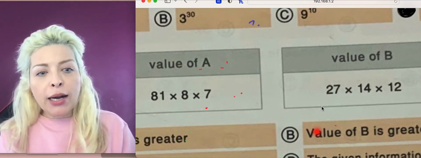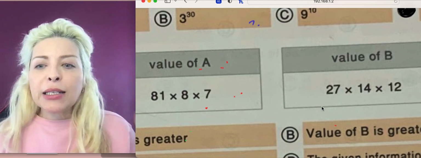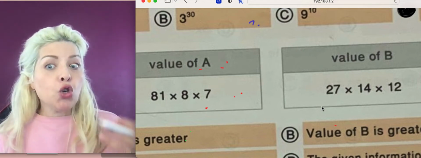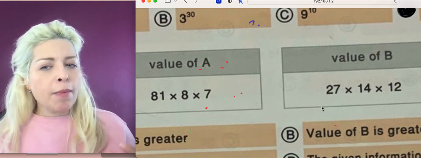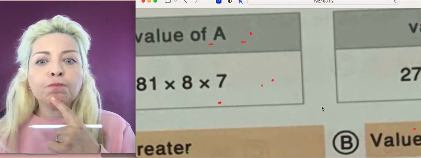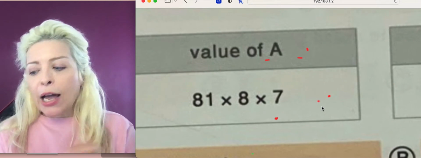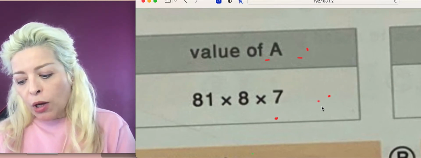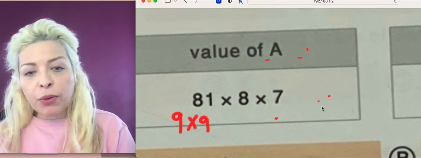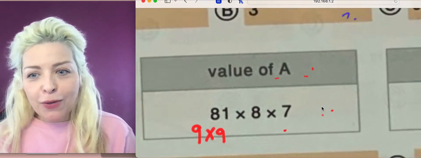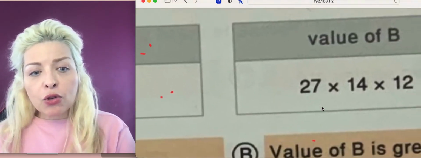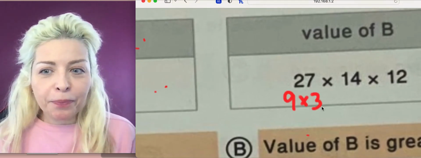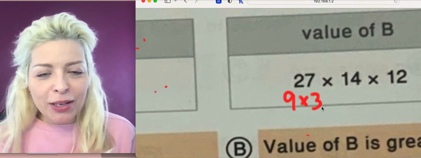Look at 81 and look at 27. Does this remind you of a times table that you know very well? Let's see. How do you usually get 81? That's right. You multiply 9 multiplied by 9. That will give you 81. And how do you usually get 27? You say 9 multiplied by 3. 9 multiplied by 3 is 27.